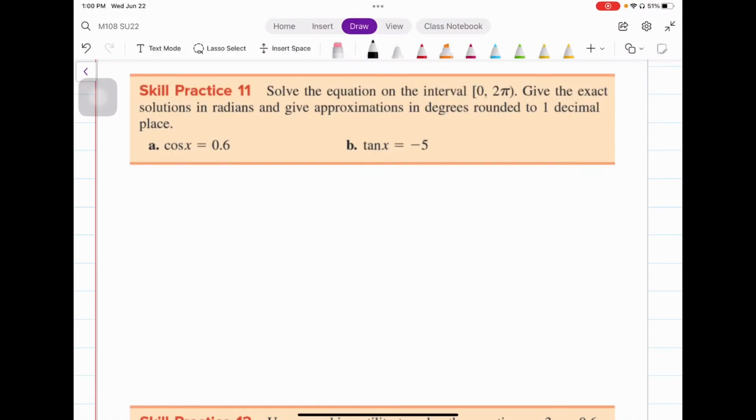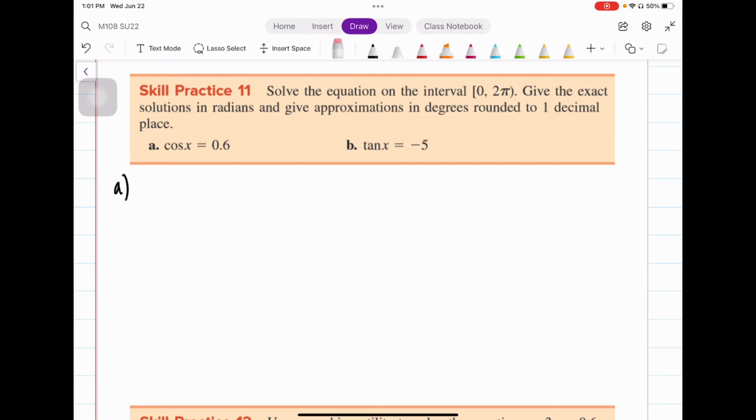Solve the equation on the interval 0 to 2 pi, giving the exact solution in radians and giving an approximation in degrees rounded to one decimal place. These are not common values that you see on the unit circle. They're not your multiples of pi over 6, pi over 4, pi over 3, pi over 2, and so on. So we're going to be using our inverse functions to solve. I'm going to make sure my calculator is in degree mode first.